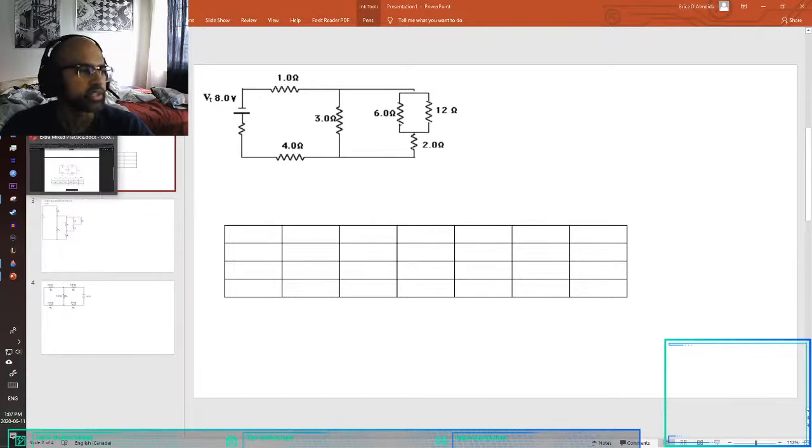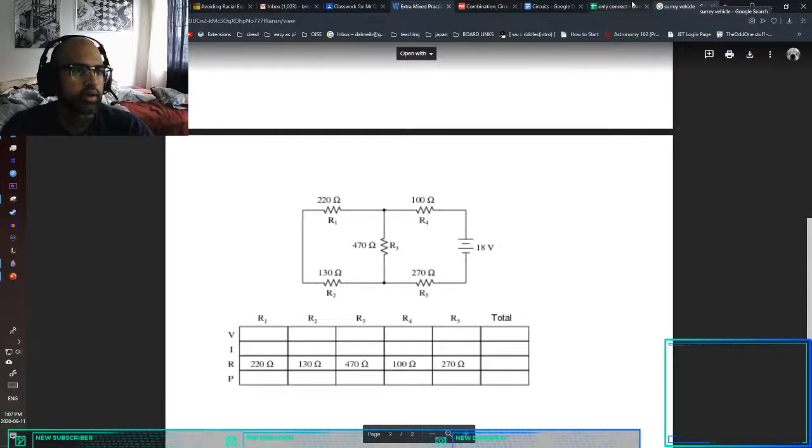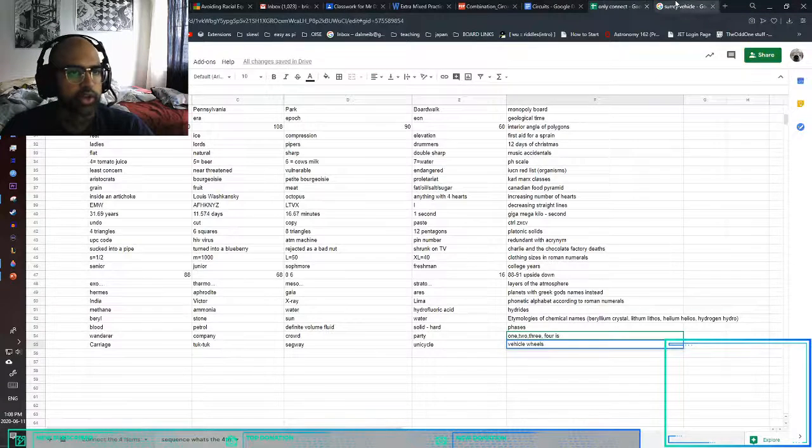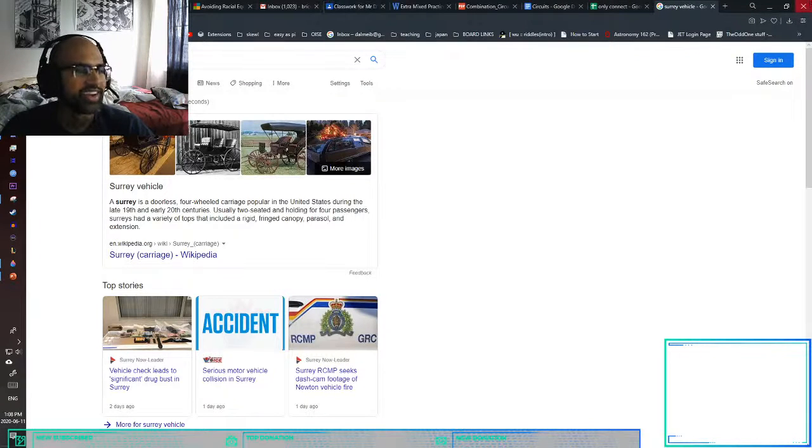Oh, there was another question. Oh, sorry. Let's have a look. Where were we? Here and here. How can you tell if you should simplify a combination circuit to series or parallel? You have to look at the overall structure. Sorry, sometimes I have a hard time reading.